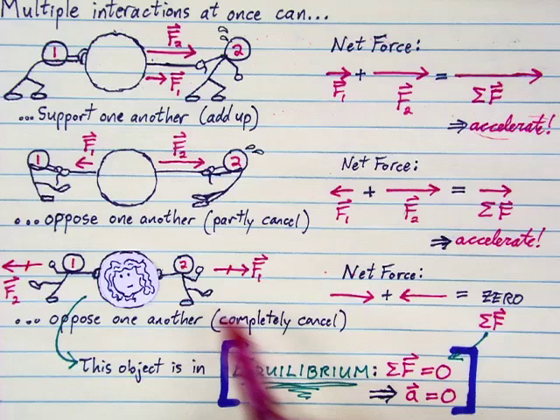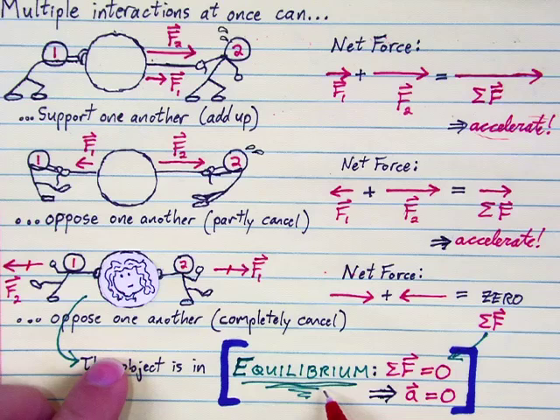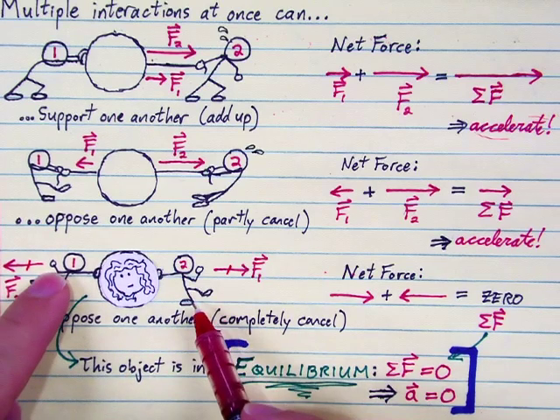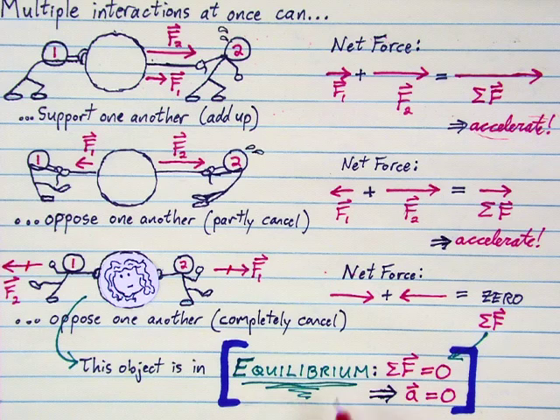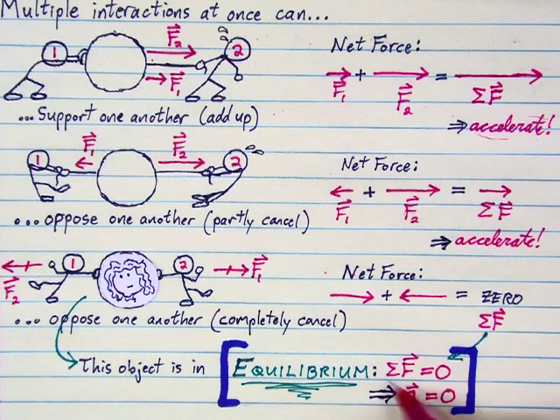And that's a special state. That's what we call equilibrium. Newton here is in equilibrium because the two interactions it's experiencing are canceling out exactly. The net force is 0 in equilibrium, which of course then means that the acceleration is 0 in equilibrium.